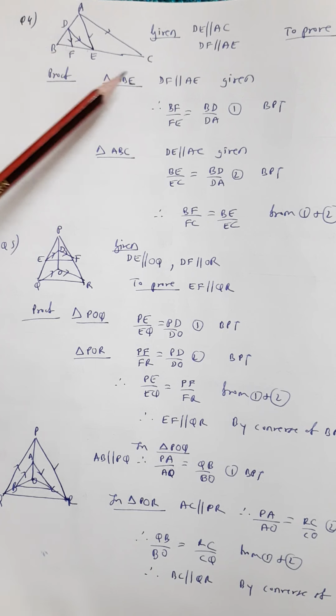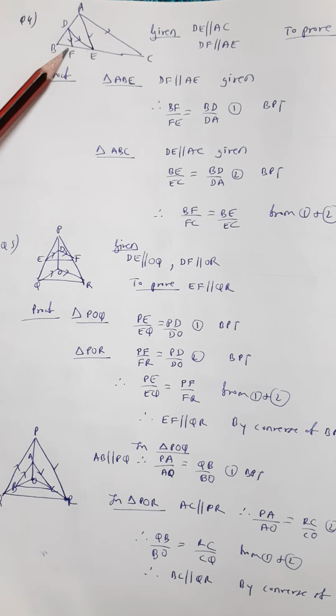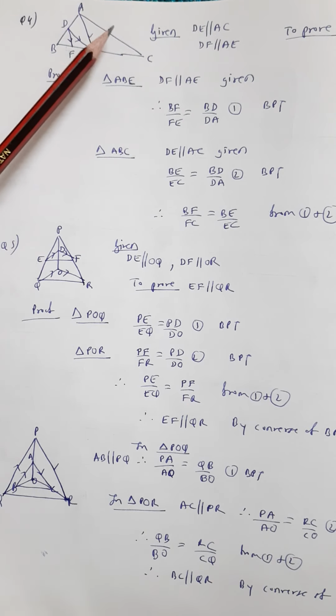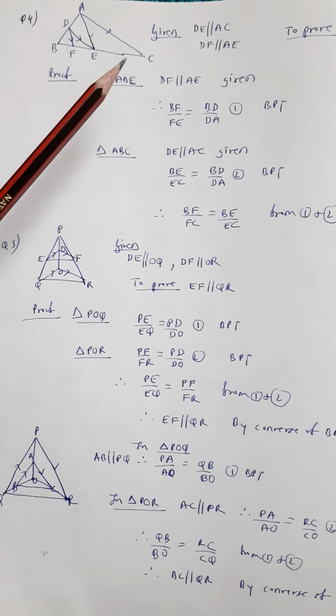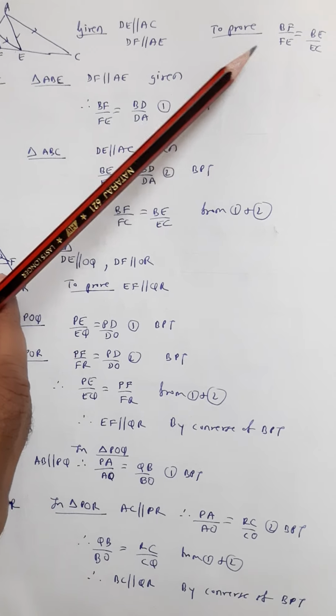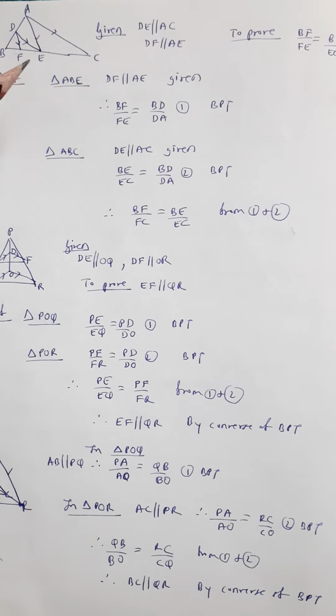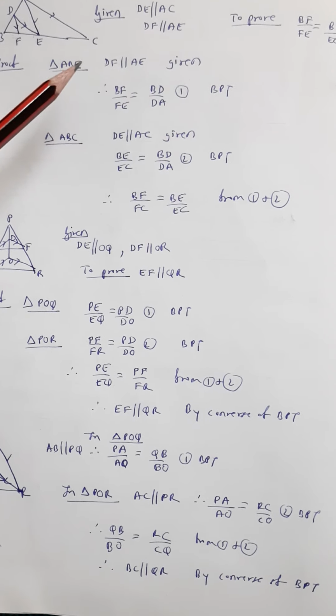This is a triangle ABC. It is given to us that DF is parallel to AE and DE is parallel to AC. And what do we have to prove? We have to prove that BF by FE equal to BE by EC, right?